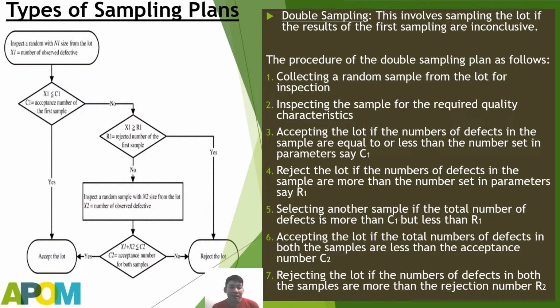R1. Sixth, accepting the lot if the total number of defects in both the samples is less than the acceptance number C2. And the last is rejecting the lot if the number of defects in both the samples is more than the rejection number R2.